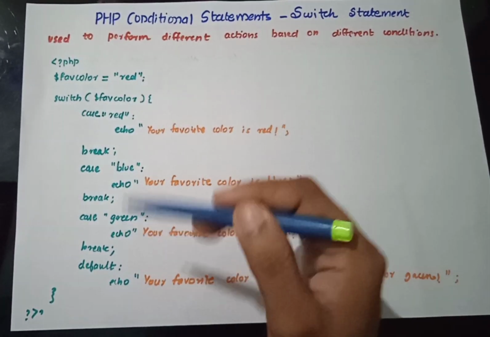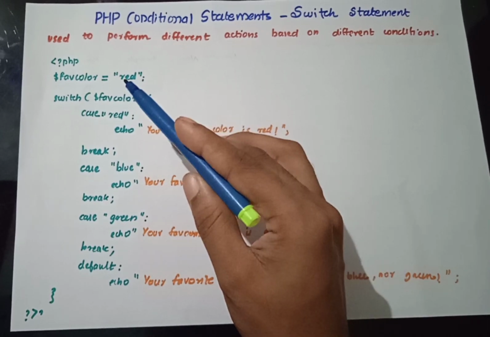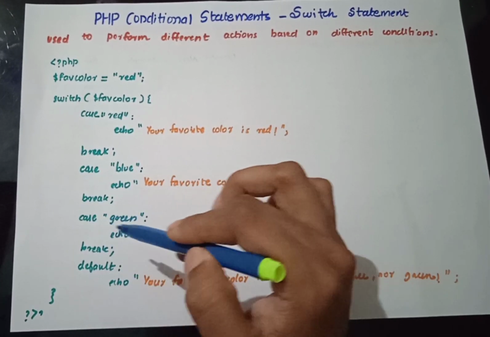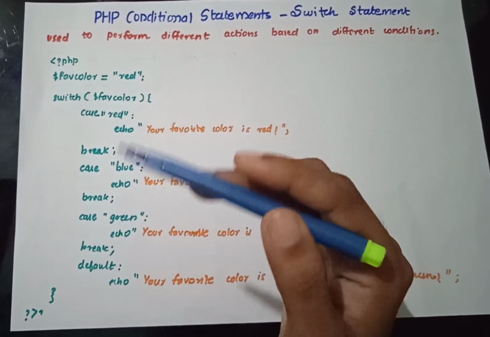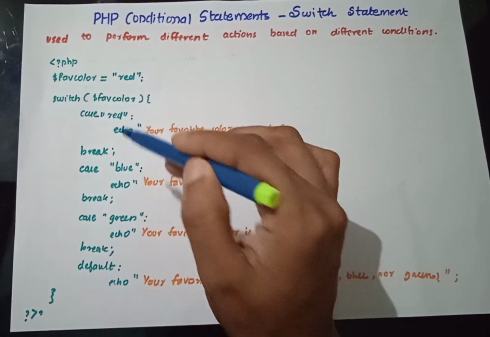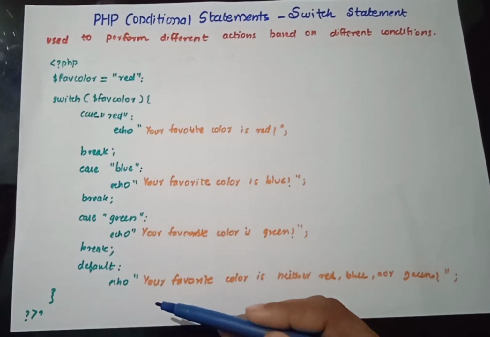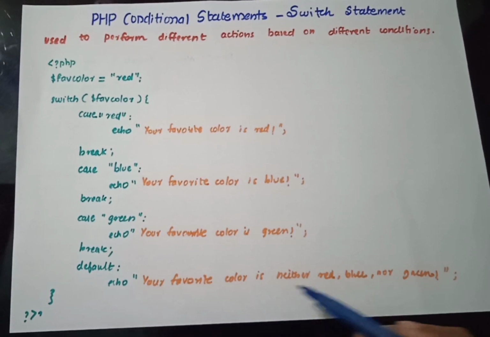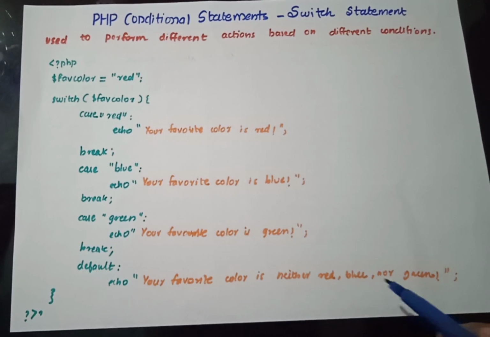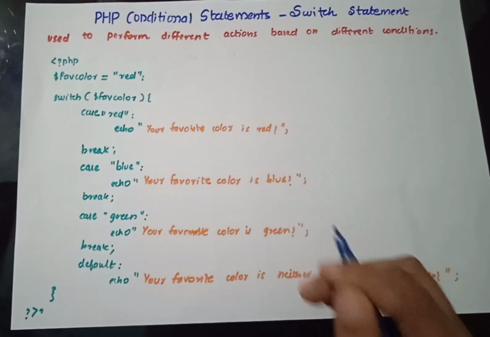Or else, if you give a value other than these, here you can see the first case is red, the second case is blue, and the third case is green. So if you give the input as yellow, this is not a valid case here, so it will automatically jump to the default statement and print that your favorite color is neither red, blue nor green. So this is the use of a switch statement.